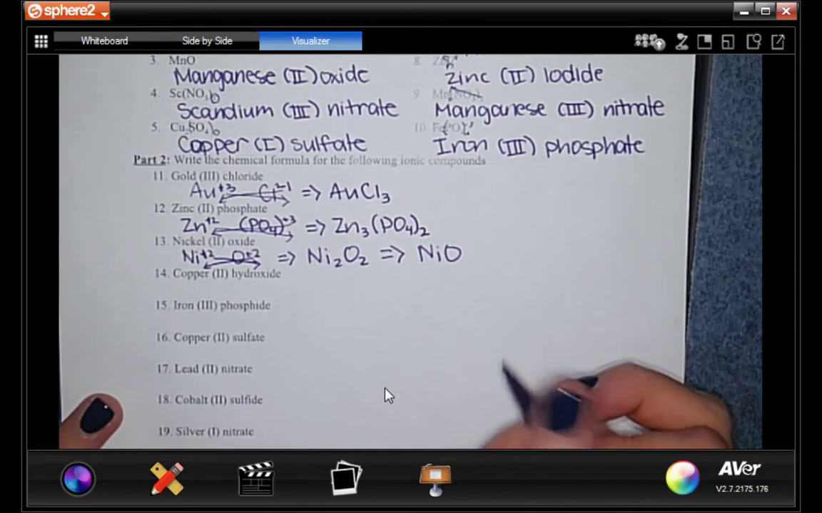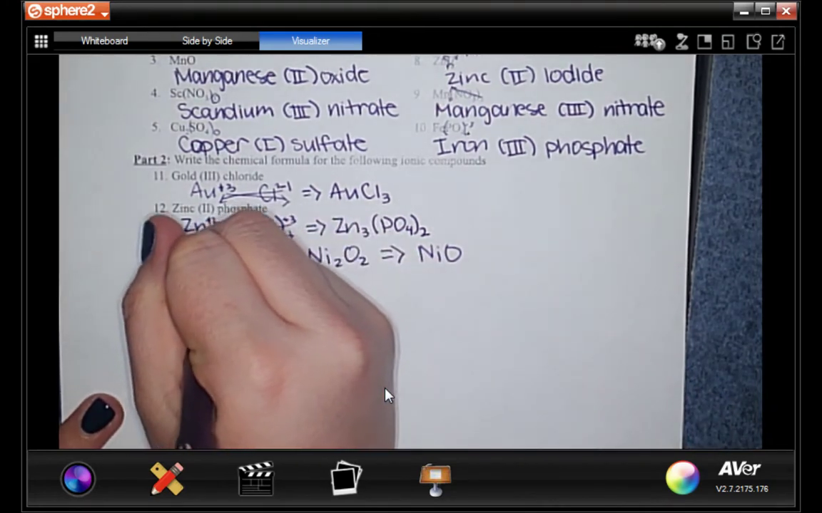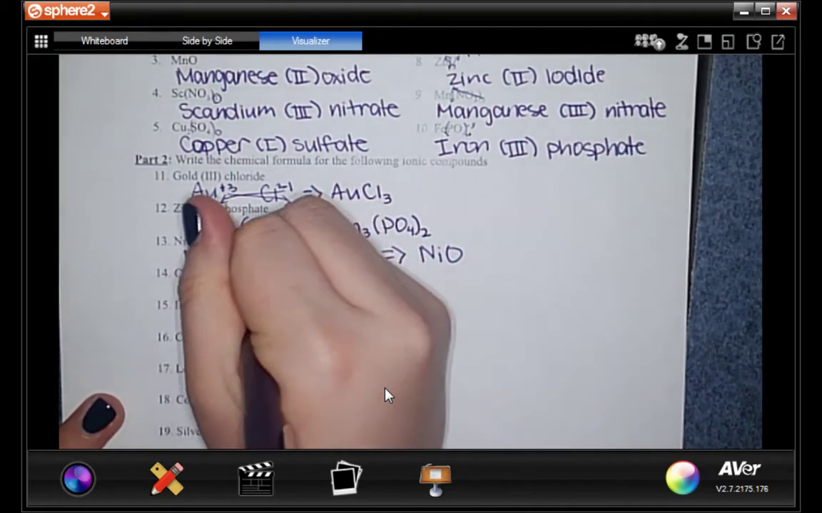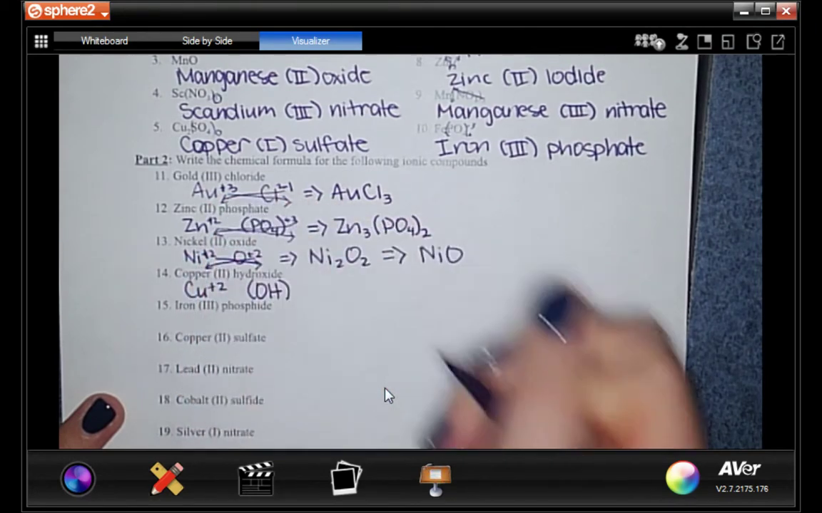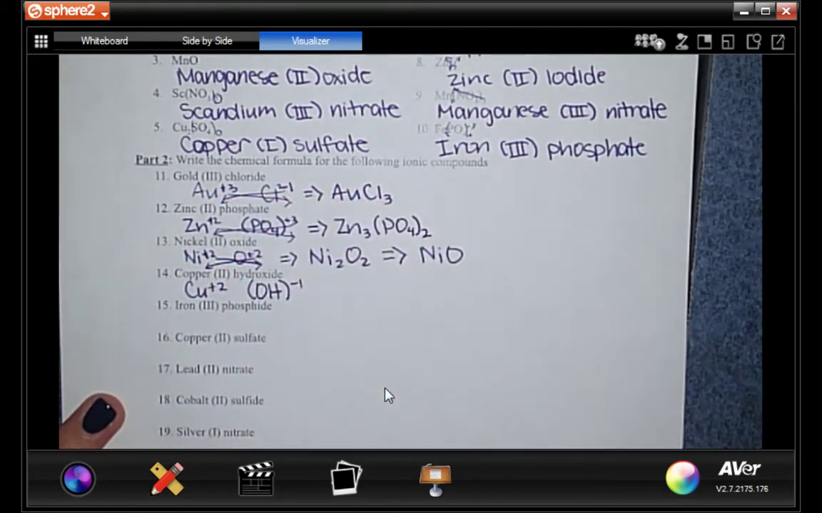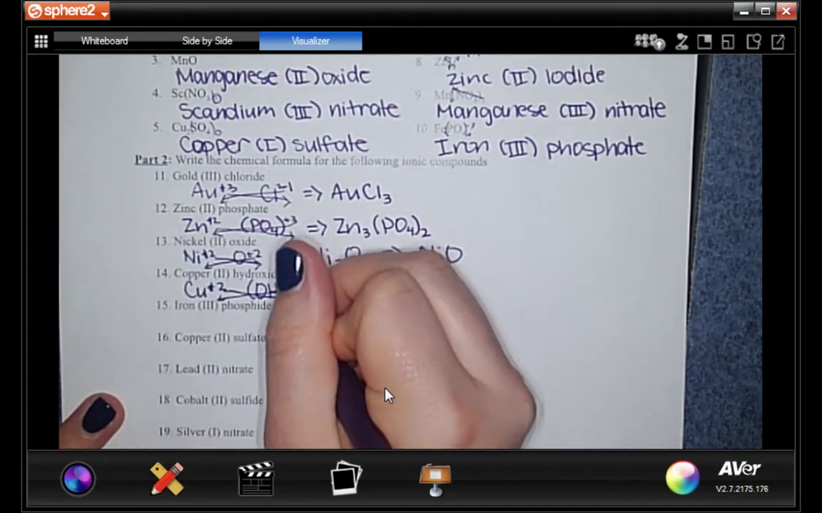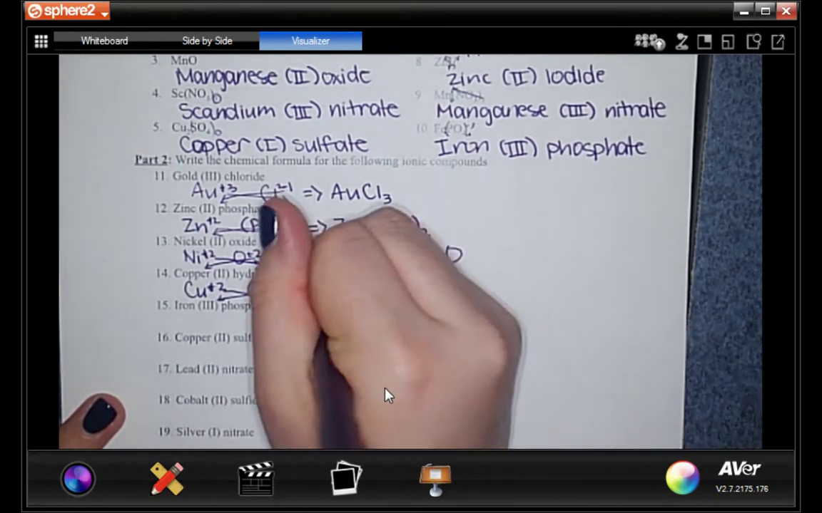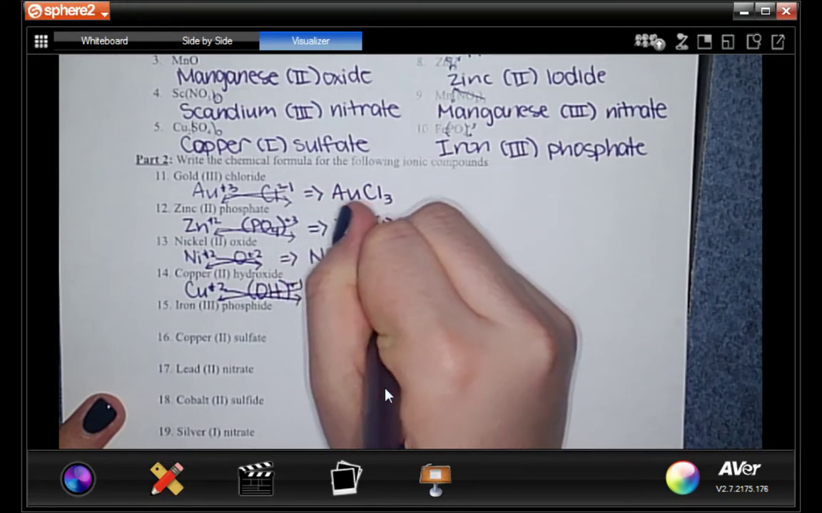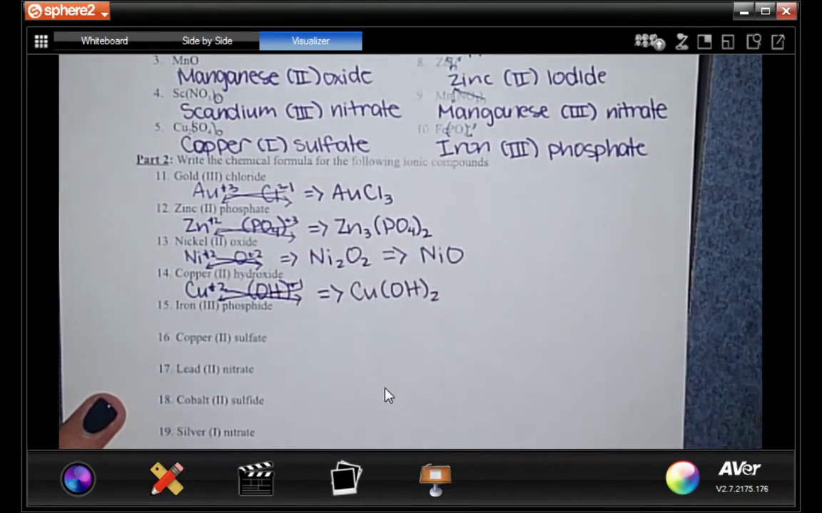Number 14 is copper 2 hydroxide. So copper in this instance has a +2 charge. Hydroxide is one of our polyatomic ions, and it has a -1 charge. So we'll go ahead and crisscross, get rid of our plus and our minus here. So our final answer should look something like that.